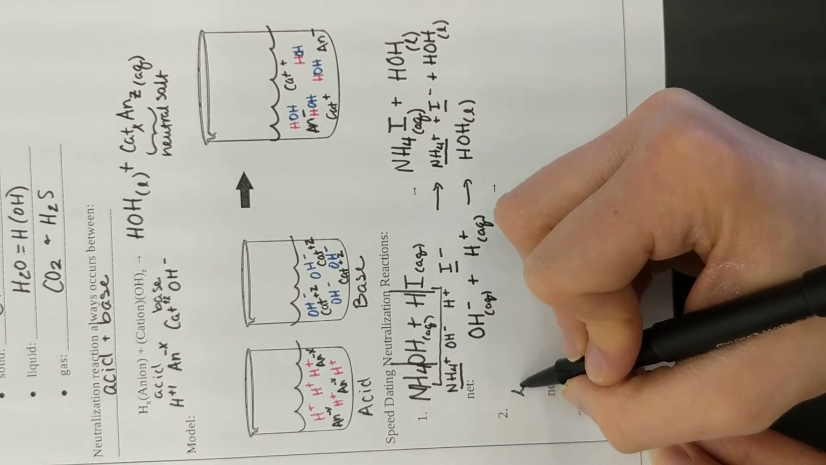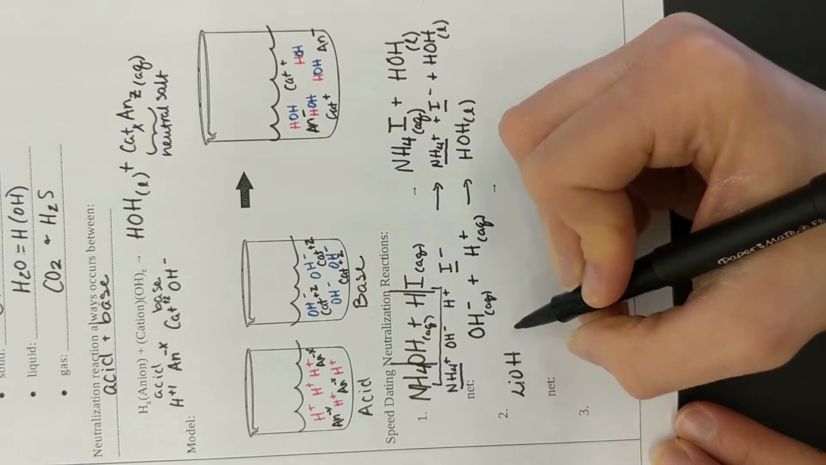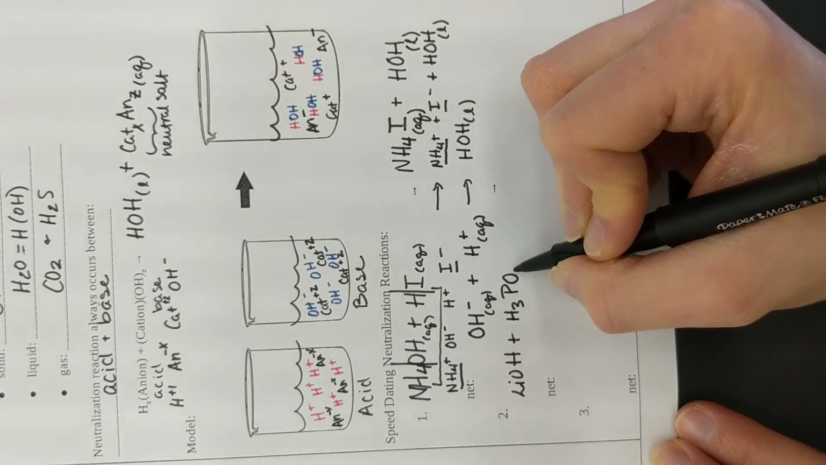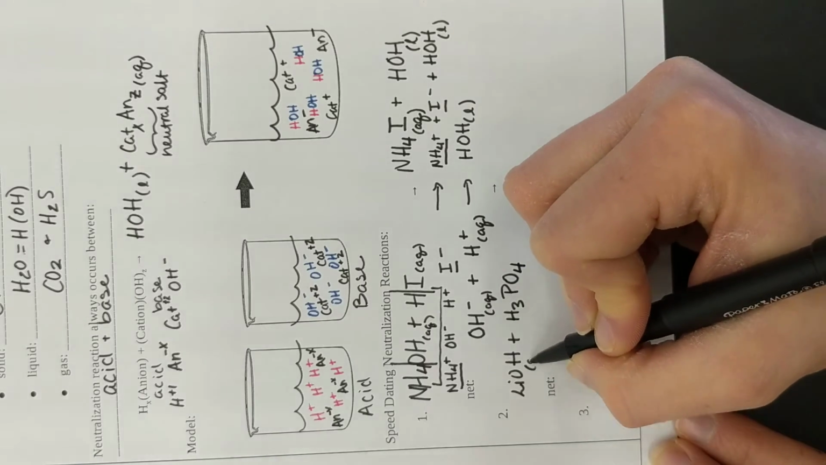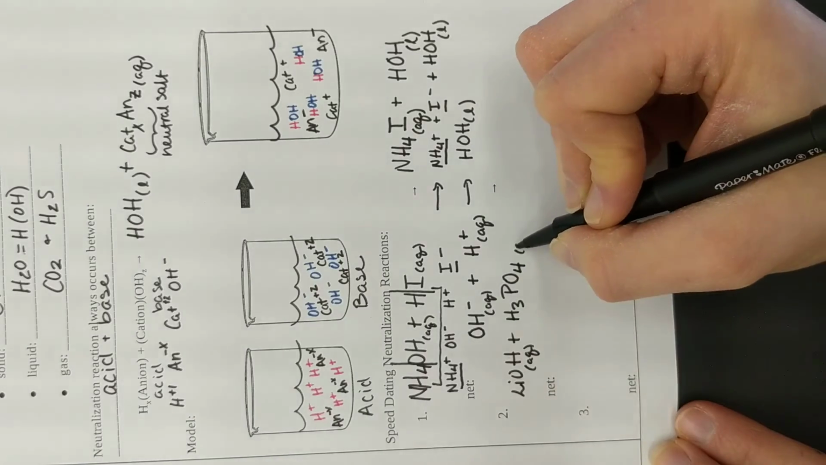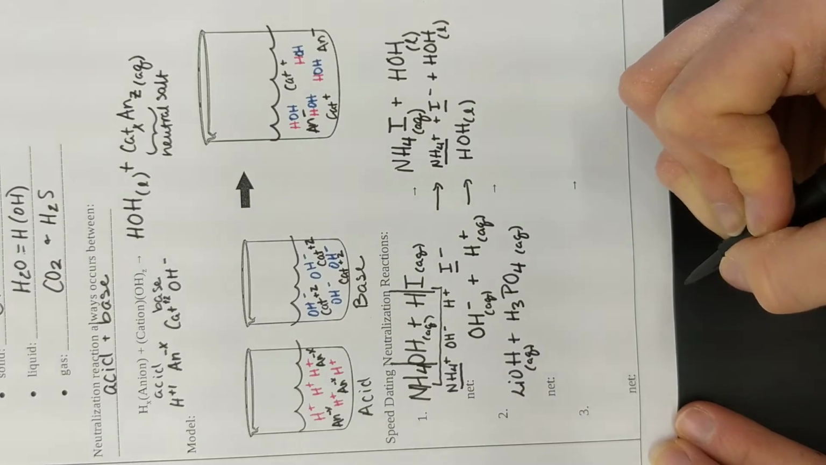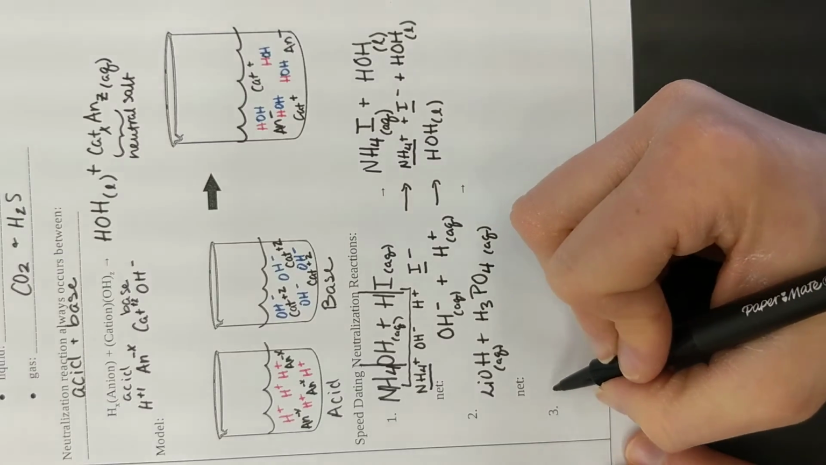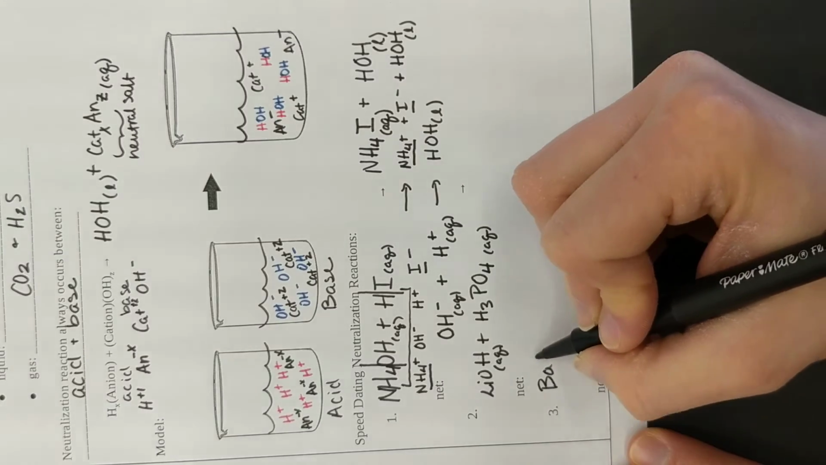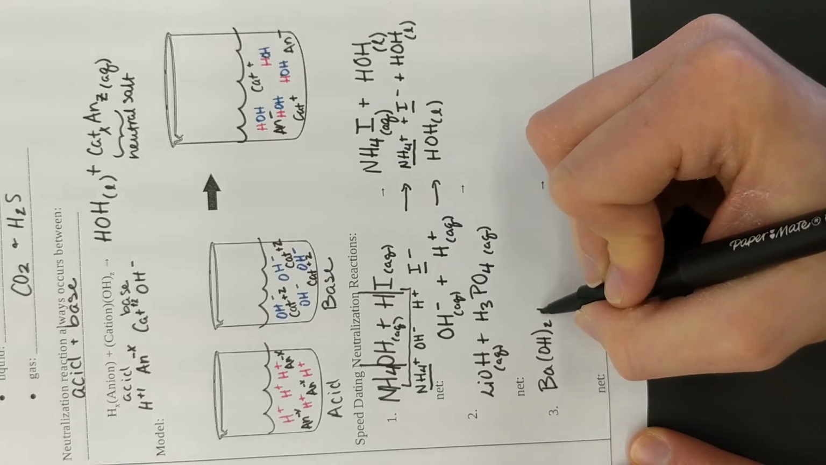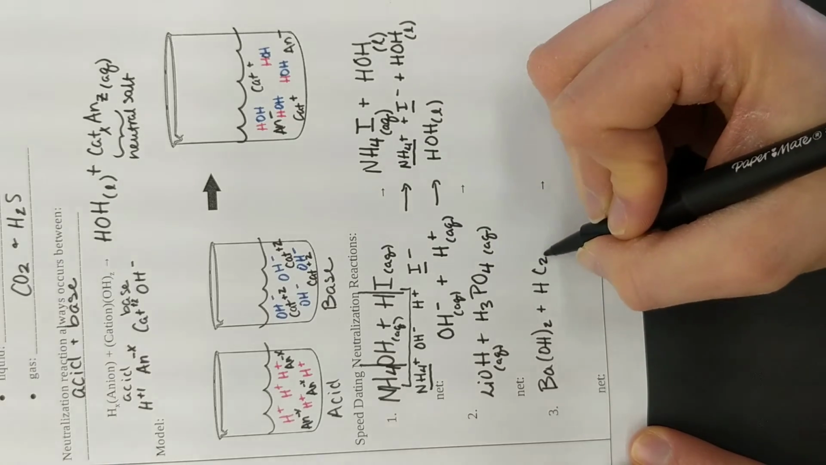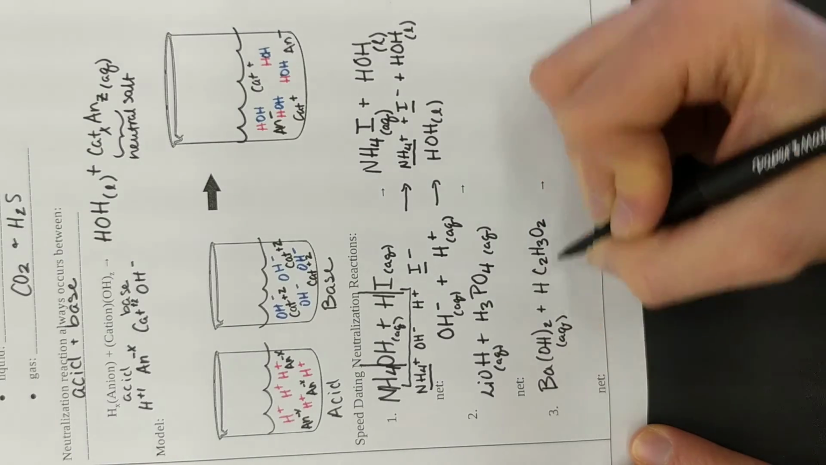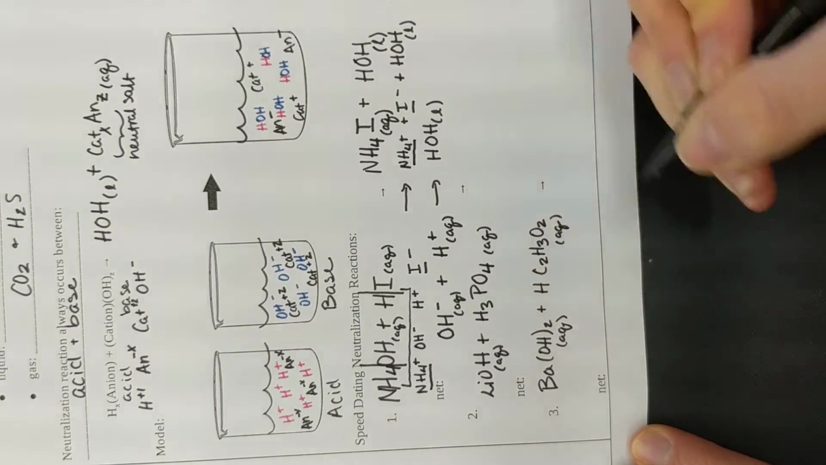Okay, now we do one, now you do one. Why don't you try lithium hydroxide and phosphoric acid, H3PO4. Again, these are both aqueous. Why don't you give those a shot? Okay. And for the last one, we'll do one more together. We're going to do barium hydroxide and acetic acid. Both are aqueous.